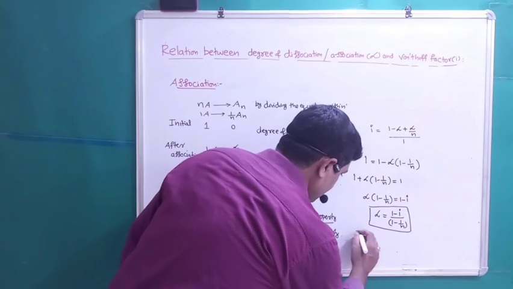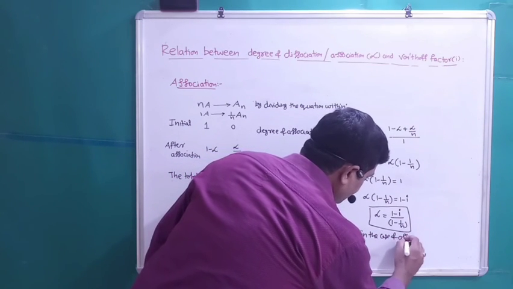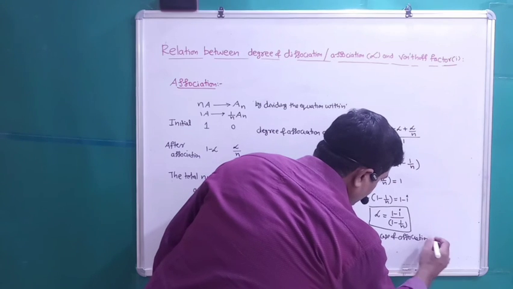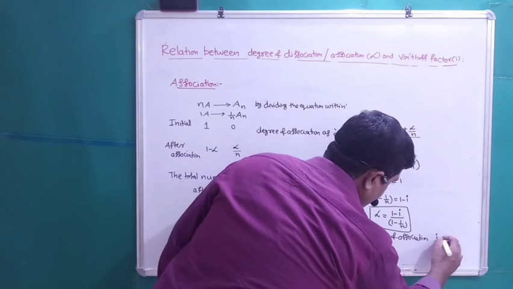So in the case of association, i is lesser than 1.